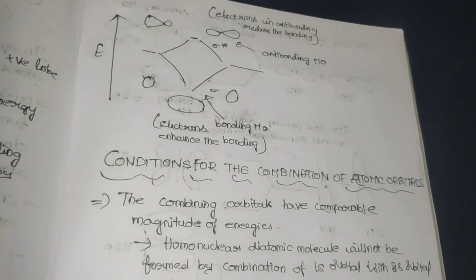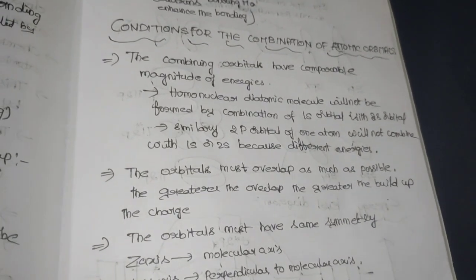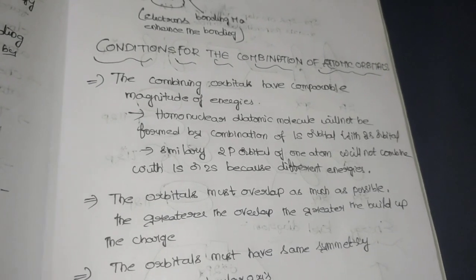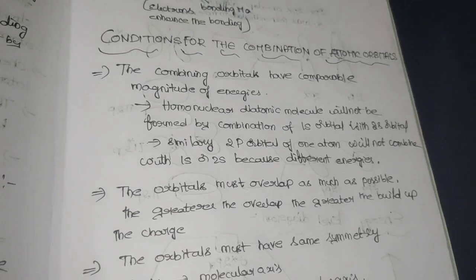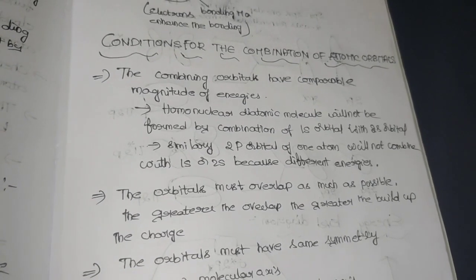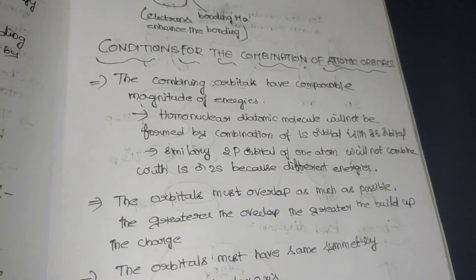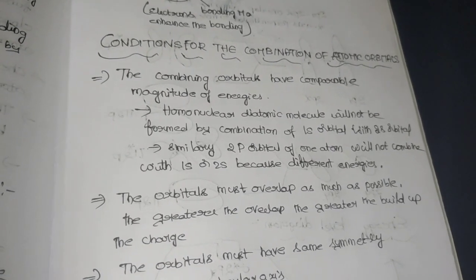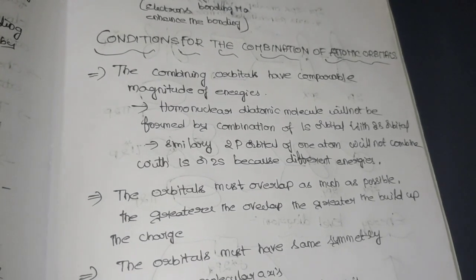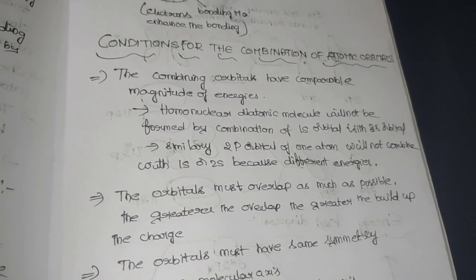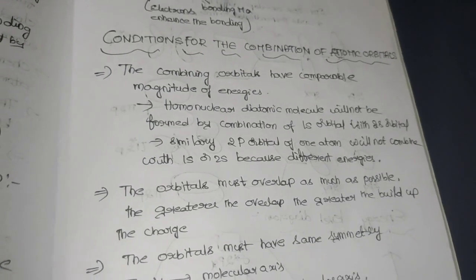So what are the conditions for the combining of atomic orbitals? What conditions should they satisfy for atomic orbitals to combine to form molecular orbitals? As you know, first the energy should be comparable. They should have similar or same energy. Combining orbitals should have comparable magnitude of energy. In homonuclear diatomic molecules, the 1s orbital will not combine with the 2s orbital. It will combine only with 1s. Similarly, 2p orbitals will not combine with 1s or 2s.